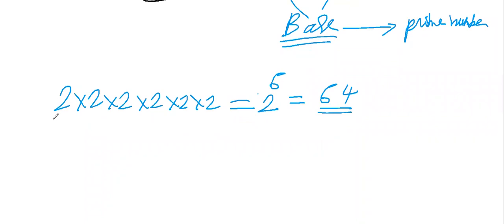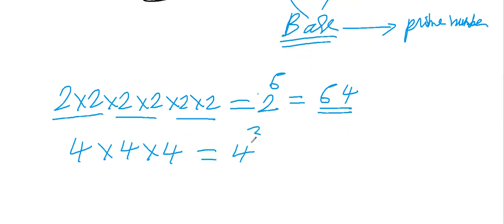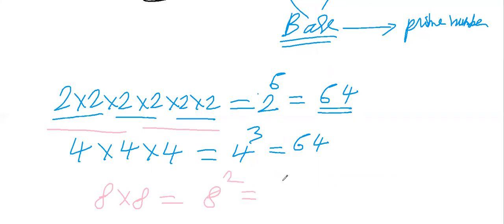Similarly, if we combine this 2 into 2, 2 into 2, 2 into 2, I can write 4 into 4 into 4. This I can write as 4 to the power of 3. This again comes to 64. Similarly, in the next scenario, I can combine the 2s three times, in triplets, so this I can write as 8 into 8, which is nothing but 8 squared. This is also 64. But what is the best way to write in exponent form? This is the best way, because your base is a prime number. Okay, fine. Next.